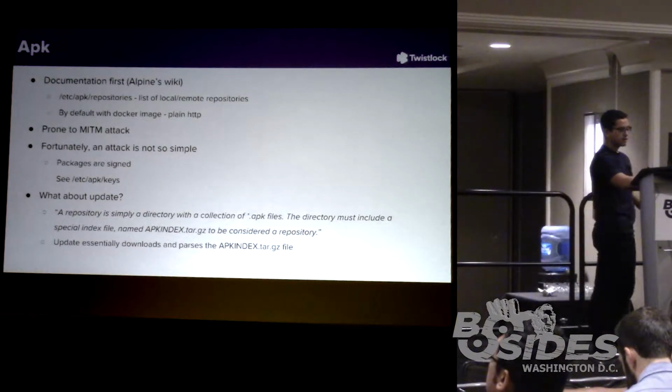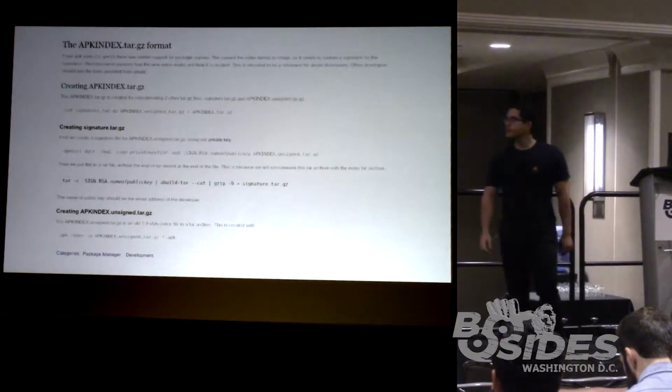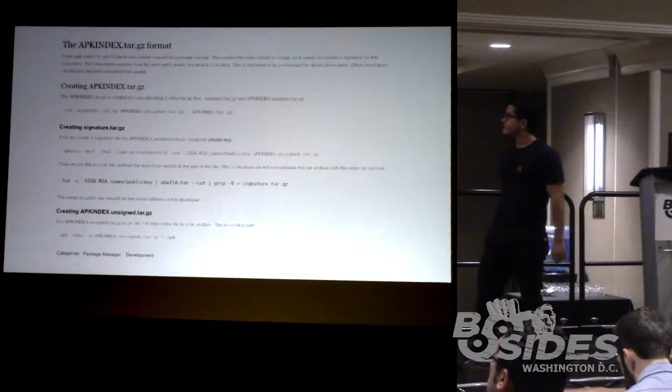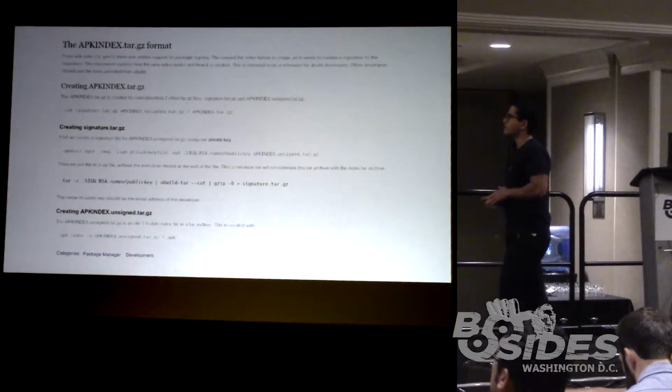So I wanted to see what that file is made of. And again, the wiki was pretty helpful. Well, in hindsight, that's a bad screenshot, but essentially, to make an APK index file, what they do is concatenate two tar.gz files. The first one is a signature, and the second one is the raw text data with the list of the packages.